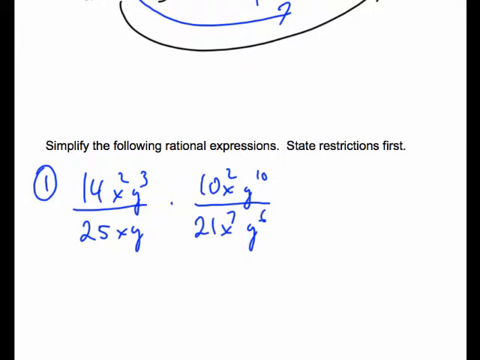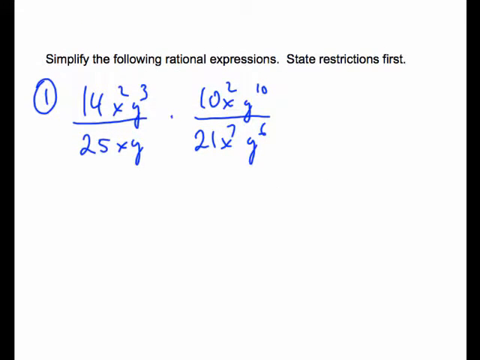Alright, simplify the following and state restrictions first. So in this expression, everything is multiplied, numerator and denominator. 14 times x squared times y cubed, and so on. Everything's already factored, so we can look at our restrictions. x and y can't be 0. We can't substitute those values in, or we'll get division by 0. And now we're pretty much good to reduce. So let's multiply across the top.